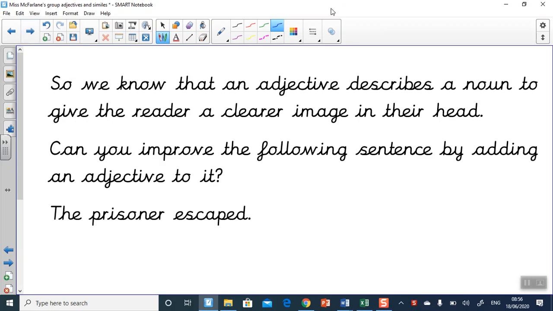So first of all, we know that an adjective describes a noun to give the reader a clearer image in their head. So can you improve the following sentence by adding an adjective to it? Your sentence is, the prisoner escaped. So identify your noun first. Remember your noun is a person, place or thing. And then add an adjective to the sentence to improve it. Pause the video and have a go.